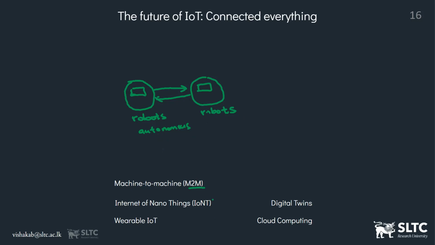Apart from that, we also have other concepts like Internet of Nano Things. Internet of Nano Things is a concept where we are using nano devices, right? Devices at the nano scale, which are very small, in our environment. So an example would be monitoring of sensors, or monitoring of the condition in buildings, for example, right?